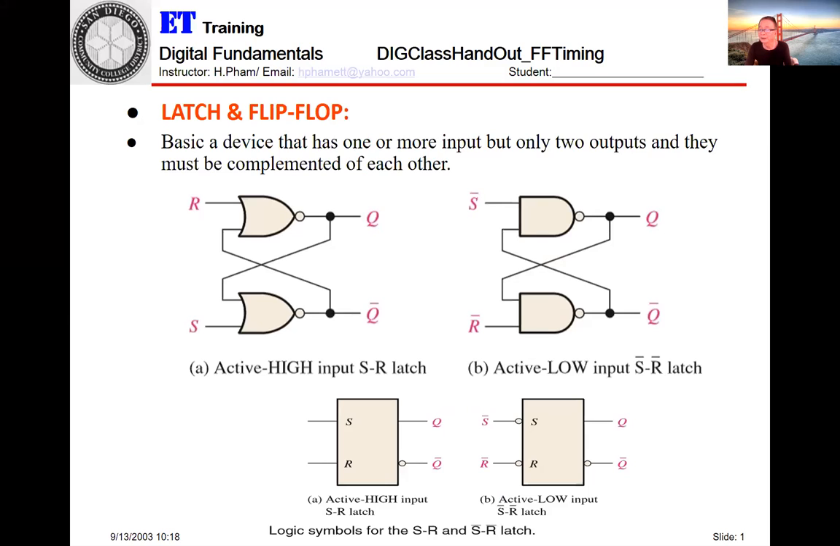Now, if you're looking at the symbol here, on that one, inside there will be the NAND gate. On the other one, inside there will be the NOR gate. So by looking at this, if I give you S equals 0, then you know for sure Q must be 1.